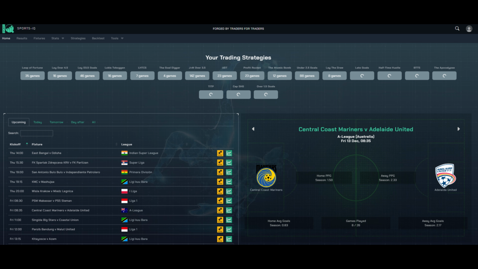Once the second goal is in the bag, we then take 50% of that profit from the 1.5 goals market and place this as another lay bet on the under 3.5 goals market. And then now we wait for the third goal. And when the third goal arrives, we take 50% of the profit from the 2.5 goals market and place another lay bet on the under 4.5 goals market, and so on.